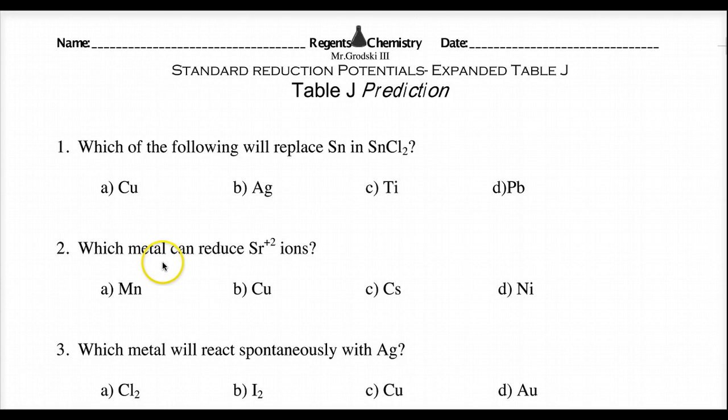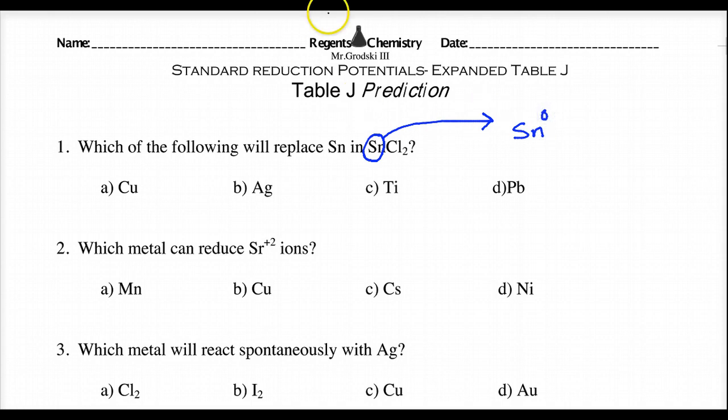Okay, on this side, we have some very classic Regents questions, and also questions you'll see in other areas, even AP and SAT 2. These questions deal with understanding the reactivity series. So let's get started with: which of the following will replace tin in tin chloride? What they're saying is, which of these elements below will force tin to pop out and be tin zero?